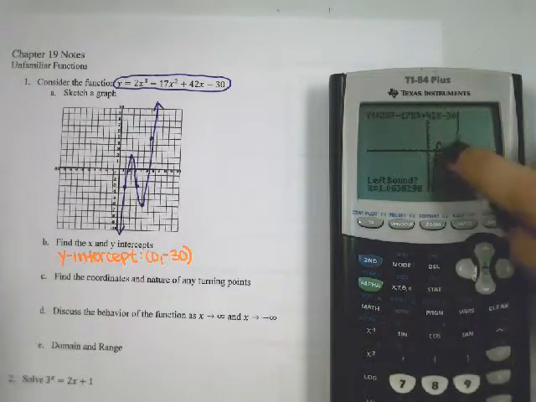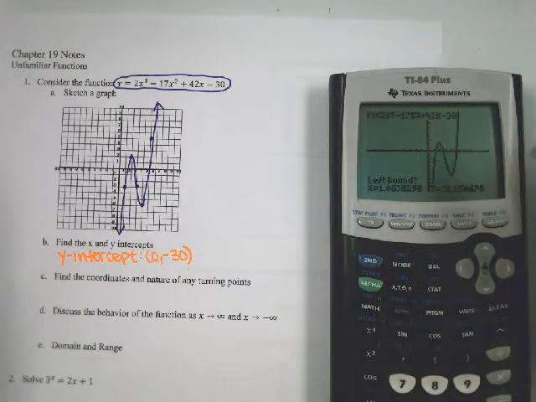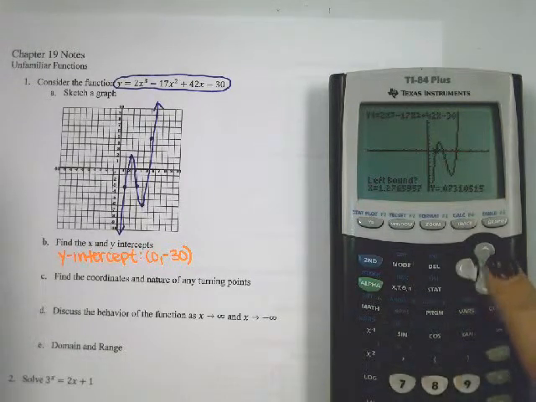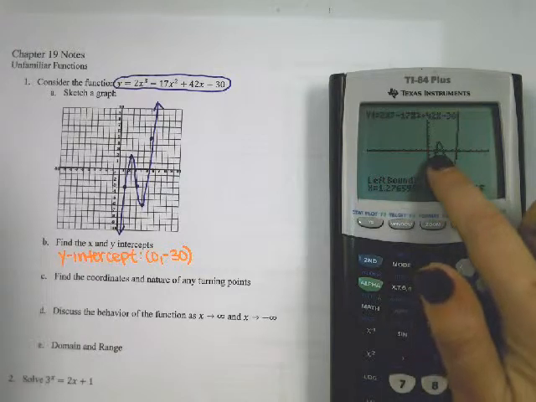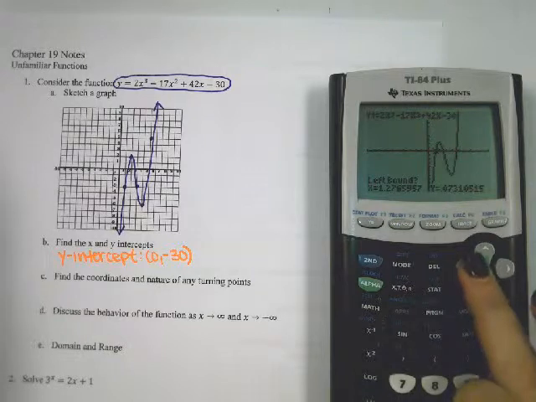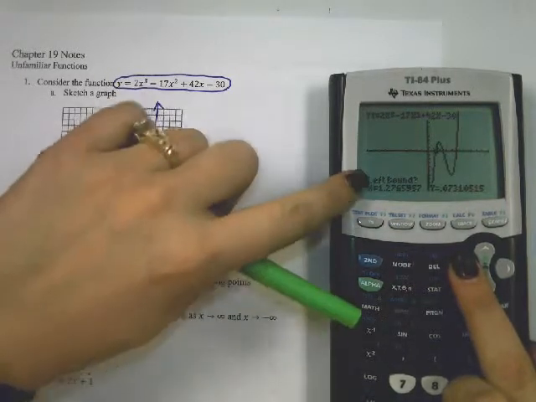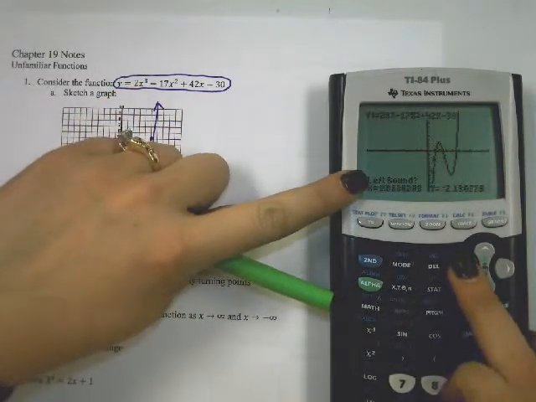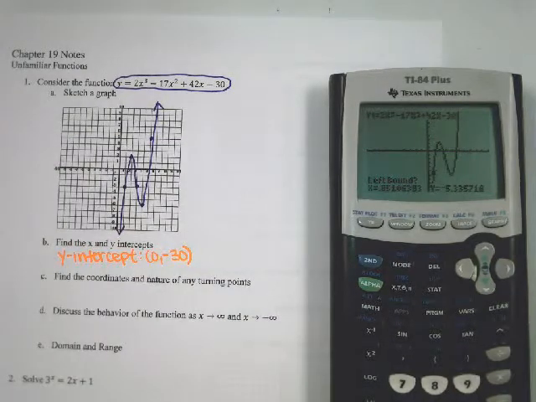There it is. So I want to be on the left side, and then I want to be on the right side, and then I don't want to guess. So I like to put my flashy dot as close to it as I can. So my flashing dot is almost directly on top of that x-intercept. And I go to the left because it says left bound. So left, just a little bit, doesn't have to go very far.